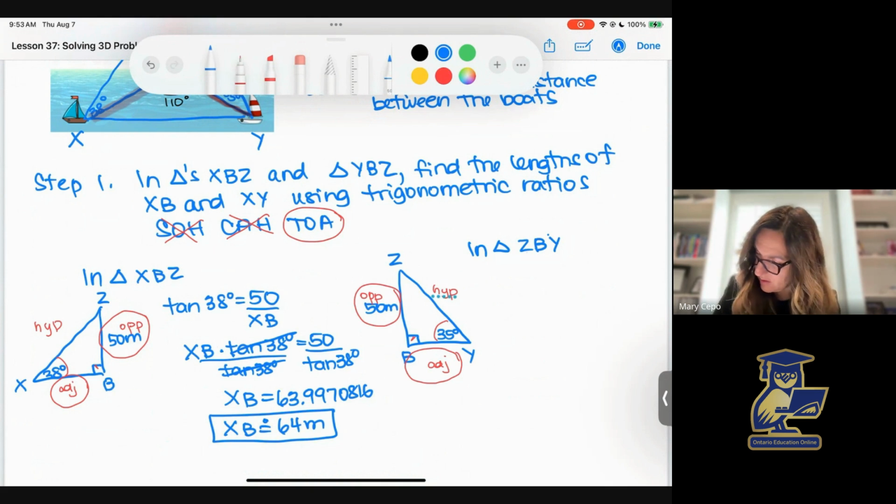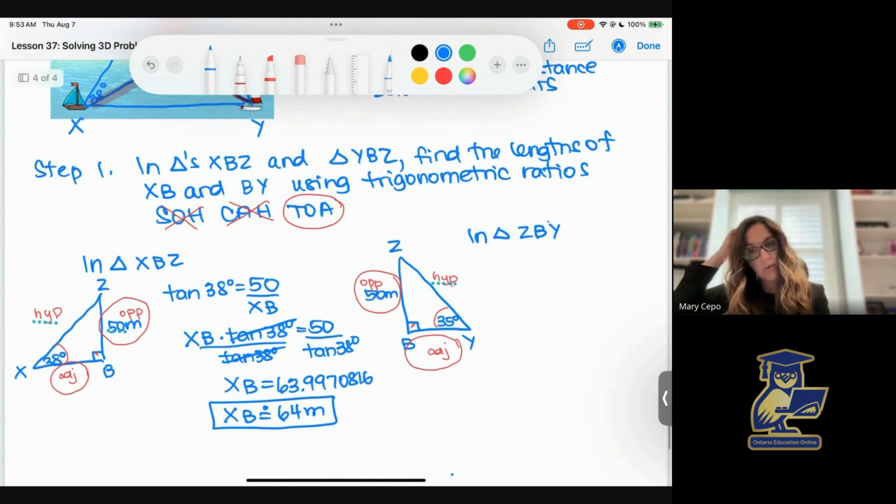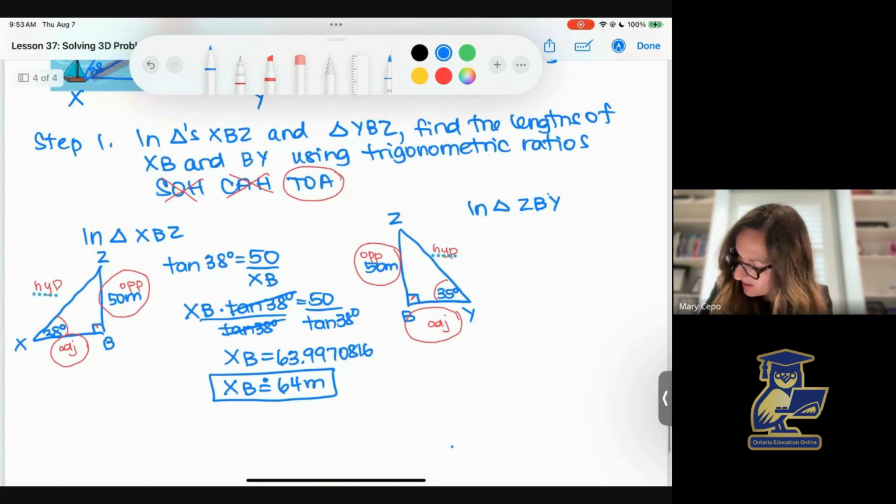Oh, I noticed that when I wrote this, it should be BY, not XY. Okay, now again, the order BY or YB doesn't really matter, but we do want to identify the right side. Okay, so then tan again, we're using because we are given opposite and adjacent. We're given the opposite side, we need the adjacent side. So tan 35 degrees is equal to the opposite, which is 50 over BY.